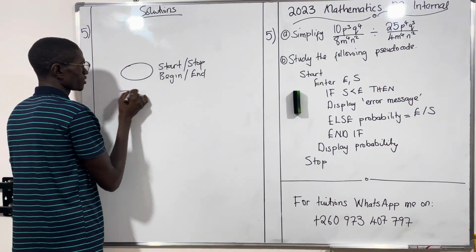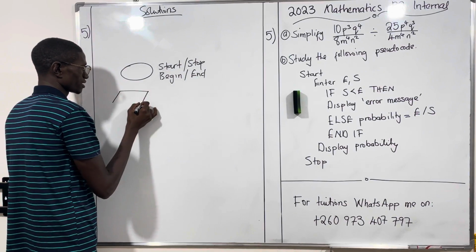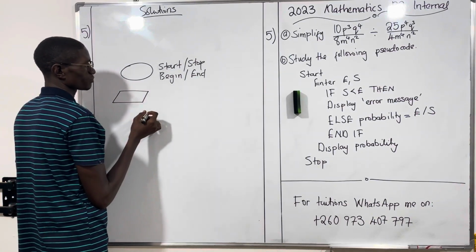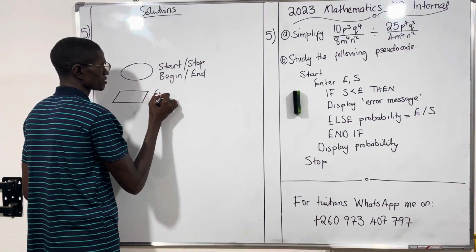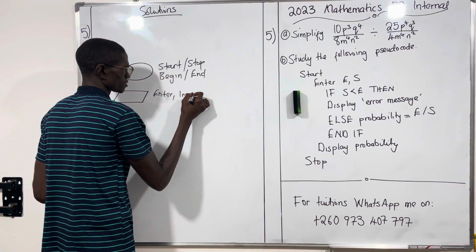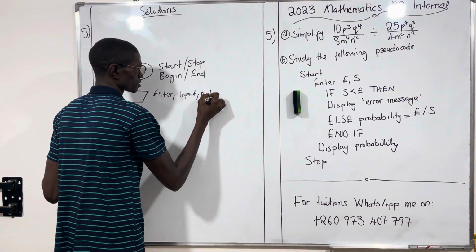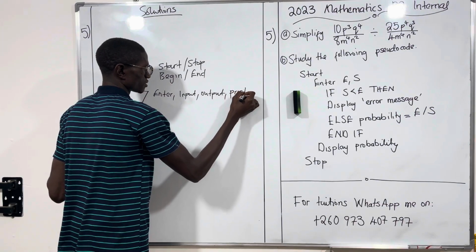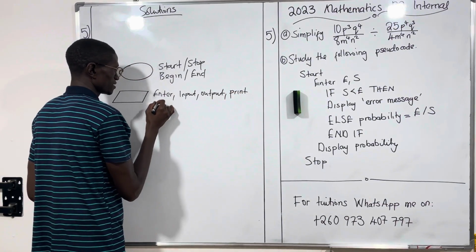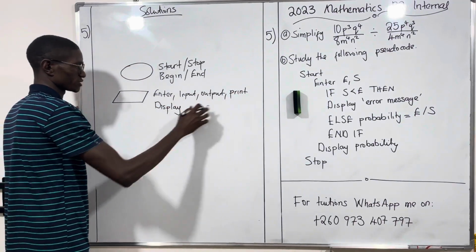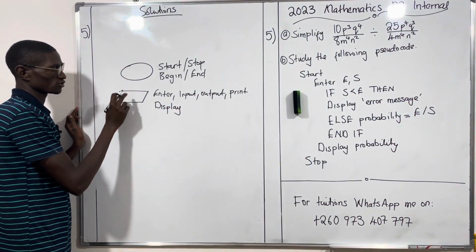Okay? And then you have a parallelogram. So this is where you plug in words such as enter, input, output, print, and display. Whenever you see these words, you plug in the information into this shape.